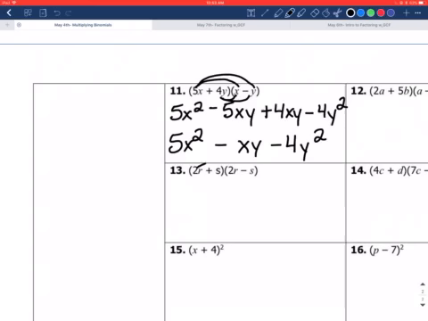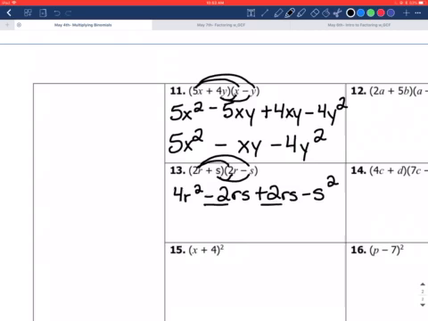For 13, again, distributing the 2r. So that'll be 4r squared. Distribute the 2r there. That will be minus 2rs. On the inside will be plus 2rs. And lastly will be minus s squared. Now you notice that this negative 2 and positive 2 have the same variables and the same exponents, rs. So they're going to cancel out. And we're just going to be left with 4r squared minus s squared.